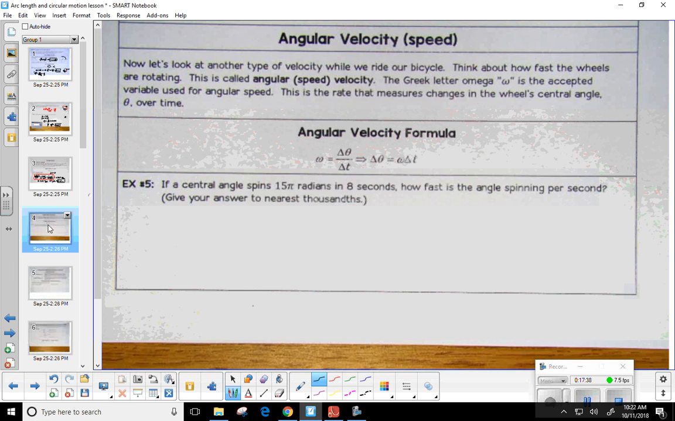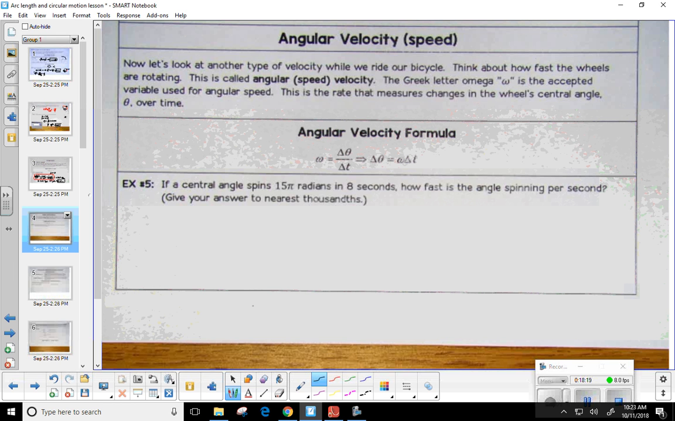All right. Now, while we're riding our bicycle, think about how fast the wheels are rotating. This is what we call angular speed or angular velocity. So linear speed is actually how fast the object is moving, just what? In a circular path, right? Okay, so it's speed in a circle. But angular velocity is something different. The Greek letter omega, this curvy W right here, is the variable we use for it. It's the accepted variable. This is the rate that measures changes in the wheel's central angle, theta, over time. So this is how fast it's rotating with respect to time.